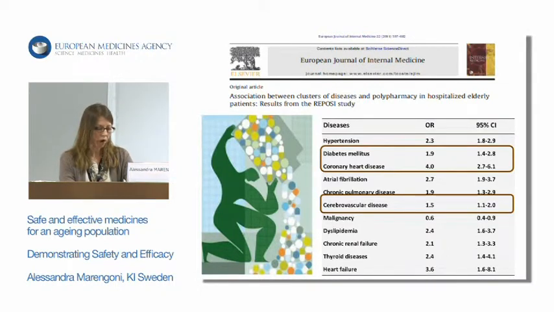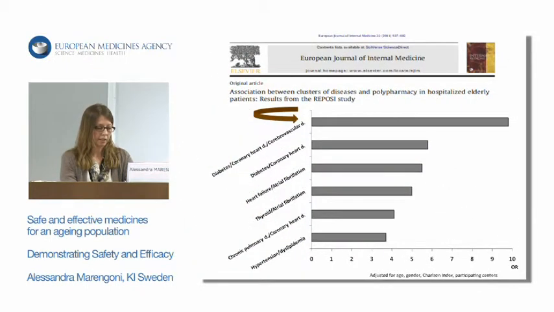And if you look at the odds ratio of the single diseases, diabetes has an odds ratio of 1.9, coronary heart disease 4.0, and cerebrovascular disease 1.5 of association with polypharmacy. But if you look at the cluster as a whole, the odds ratio is almost 10.